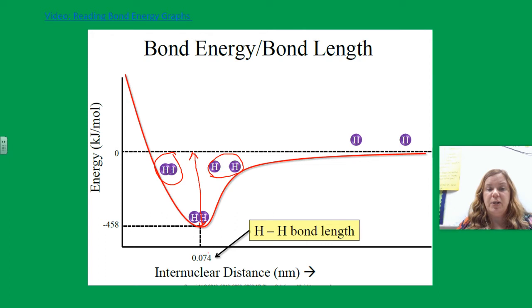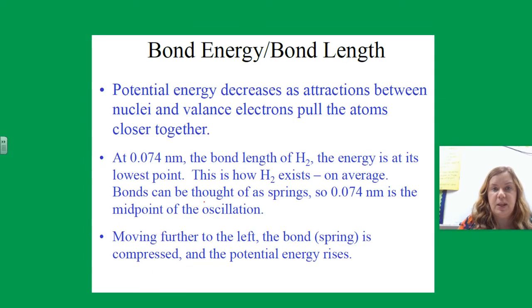So your internuclear distance, this right here, is going to be 0.074 nanometers. And so that's how far apart the two nuclei are going to be. And then you're going to see that it takes negative 458 kilojoules to actually create that bond. So to create the bond, you're going to have to release energy. To break the bond, you're going to have to gain the energy.